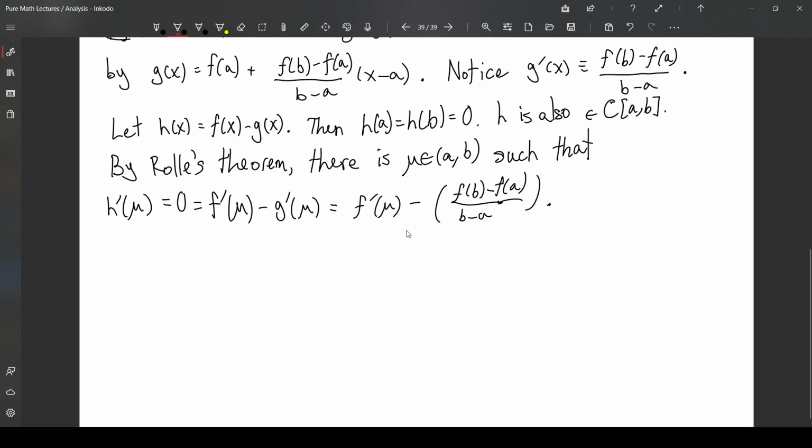And so this finishes the proof, right? We can just move this term to the other side, and we get f prime of mu is equal to the average rate of change. And so that is the proof of the mean value theorem.